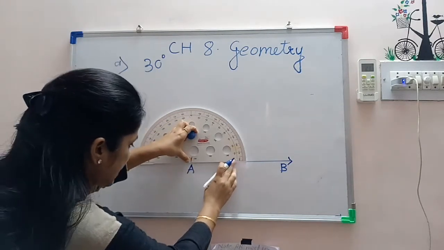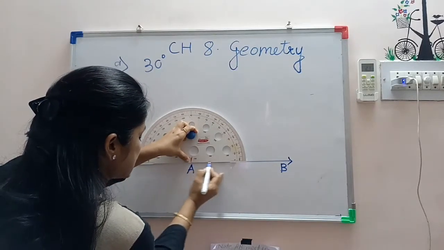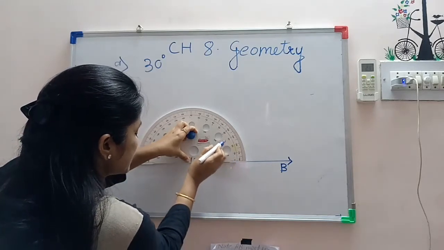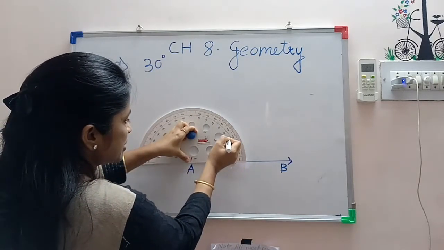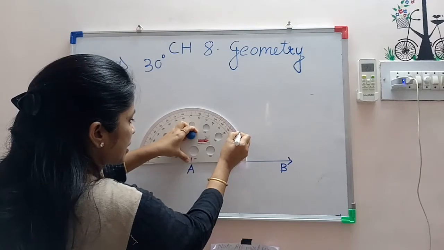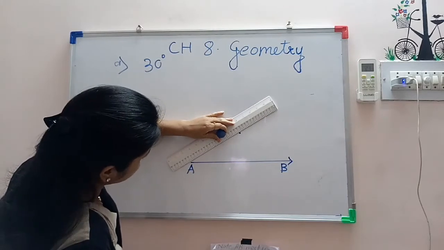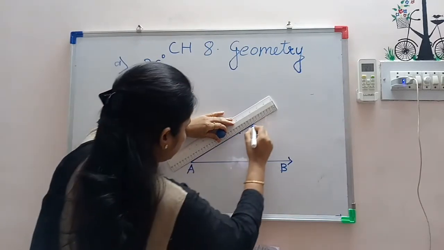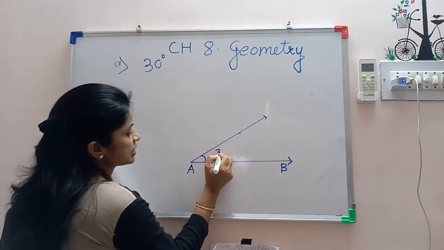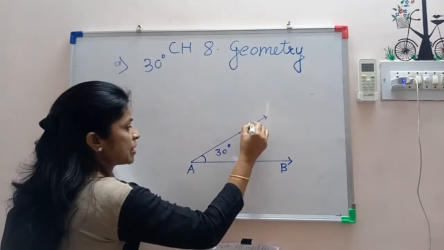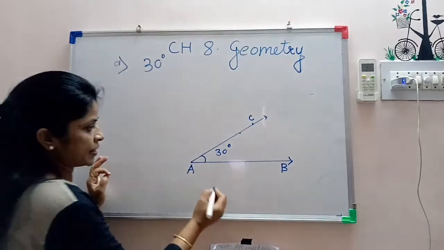Okay, now note AB meets the 0 degree point on the baseline along the inner scale. Now we will locate that 30 degree on the inner scale, and we'll remove the protractor and draw another ray, and the measurement of this angle is 30 degree and we'll mark it as C. Now we can read this angle in two ways.